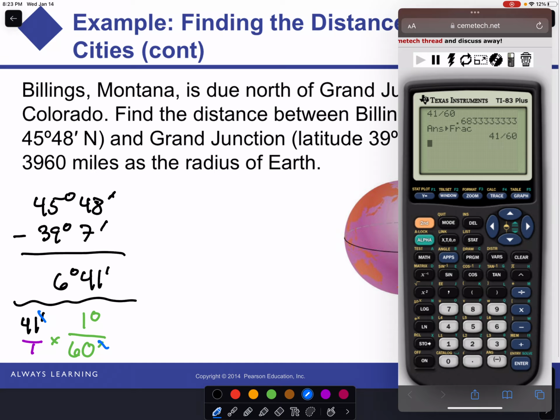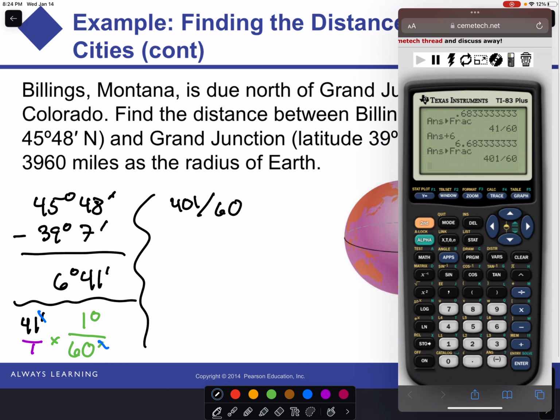Let me see. So what if I do plus 6 and then I hit math as a fraction? Okay. So as a decimal, the 41 minutes is going to be 0.683 bar degrees. So then our total degrees are going to be 6.683 bar degrees. As a fraction, I'm going to use the fraction just because it's exact. So those units are going to be degrees, right? So that means we're working with 401 over 60.